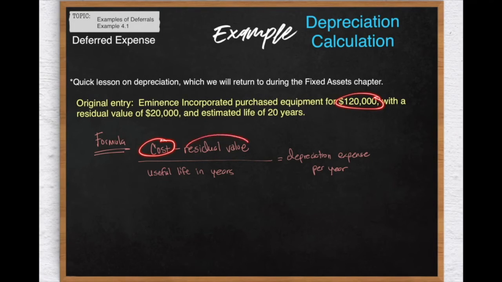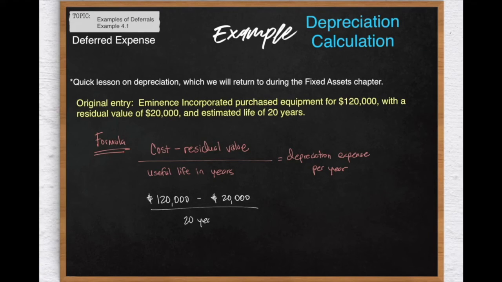So your cost here is $120,000. Your residual value is $20,000. And then your useful life is 20 years. And that's how we got the $5,000 for our adjusting entry. So 120,000 minus 20,000 divided by 20 years will give you the $5,000 depreciation per year, which we used in our example. This is actually called straight line depreciation.